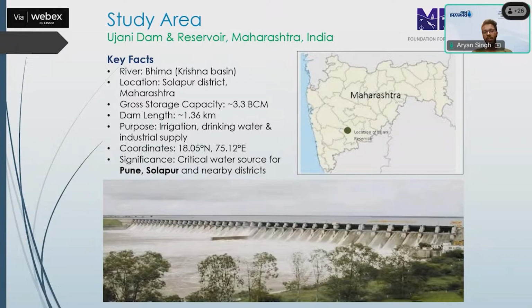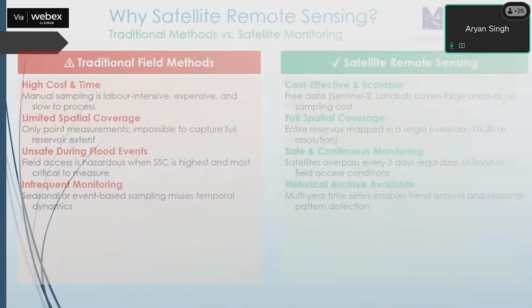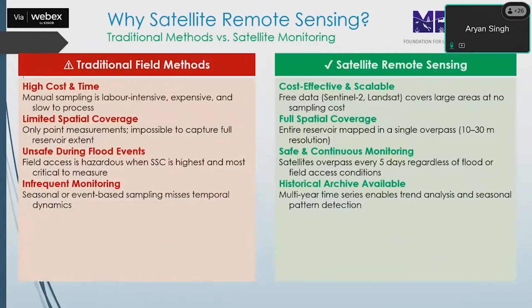So why are we using a satellite-based approach? Because the traditional way to measure is collecting water samples, which is slow, costly, and only gives you data for a few points. And during floods, it's very dangerous to go out at all. So satellites fix all of this. They cover the entire reservoir in one pass. They come back every 5 days. The data is free, and no one has to go anywhere. And we can also keep a check on the historical trends of the data as well.